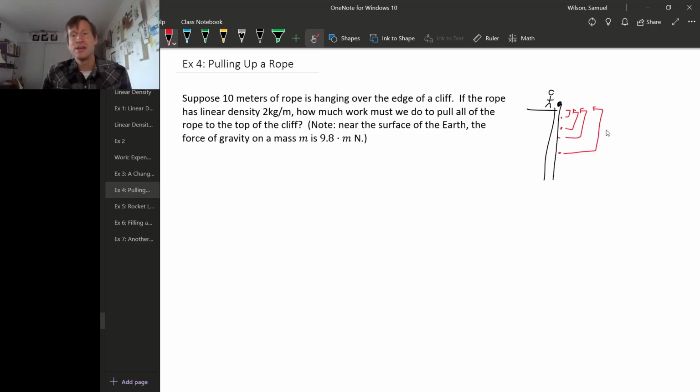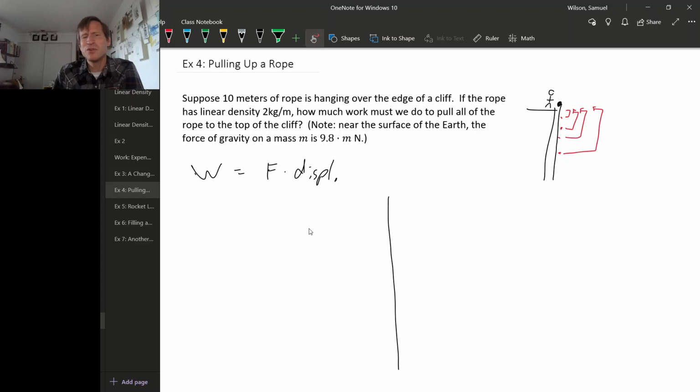So there's no single distance we can use in our work formula. Since the distance is different for every bit of the rope, we're going to have to break things down into small pieces and then do some sort of integral. So with that in mind, let's see what we can do. Remember, if your force and the distance are constants, then the work is just force times displacement. But we need to break this down into infinitely small pieces that we can then put back together using an integral. And I want to do this two different ways.